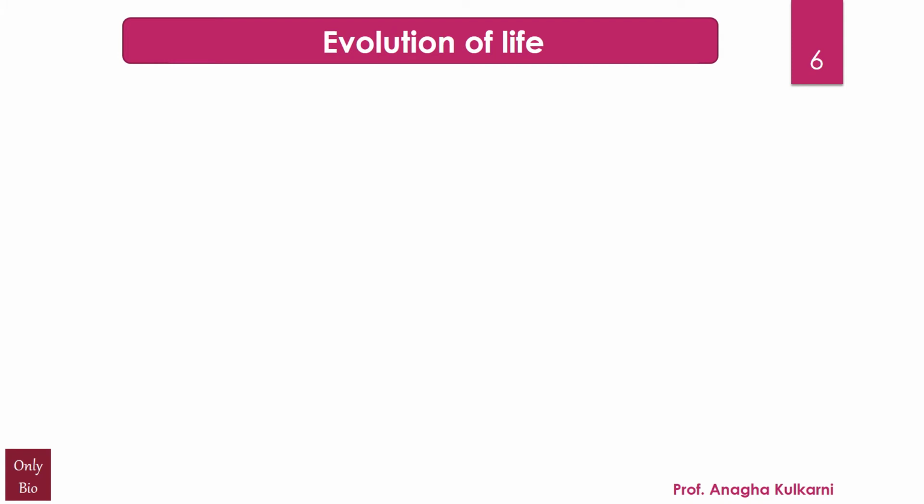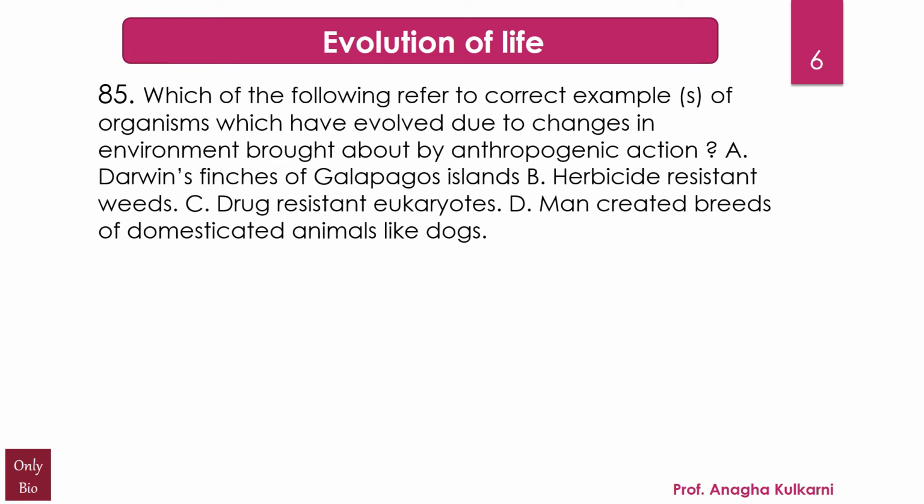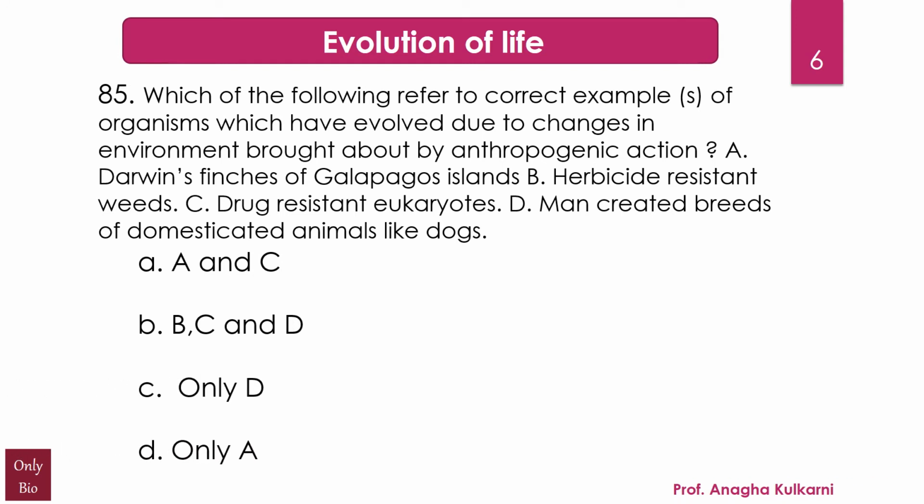The next question relates with the chapter Evolution of Life again, and the question is, which of the following refer to correct example or examples of organisms which have evolved due to changes in environment brought about by anthropogenic action? A. Darwin's finches of Galapagos Islands. B. Herbicide resistant weeds. C. Drug resistant eukaryotes. D. Man created breeds of domesticated animals like dogs. And the options are A and C, B, C and D, C only D, and D only A.